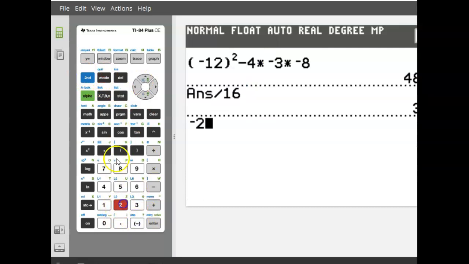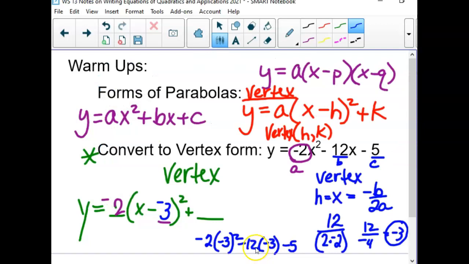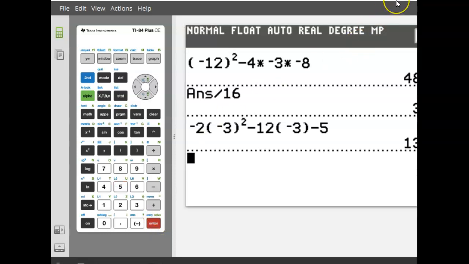We had a -2, and then in parentheses, I already forgot, was it -3? Negative 3 squared. And then I forgot again. Why can't I move this? Minus 12 times negative 3 minus 5. Did I get them all in there right? Anybody get 13? No?